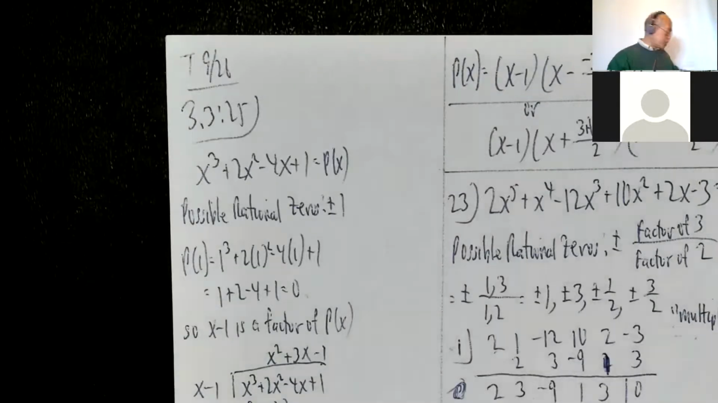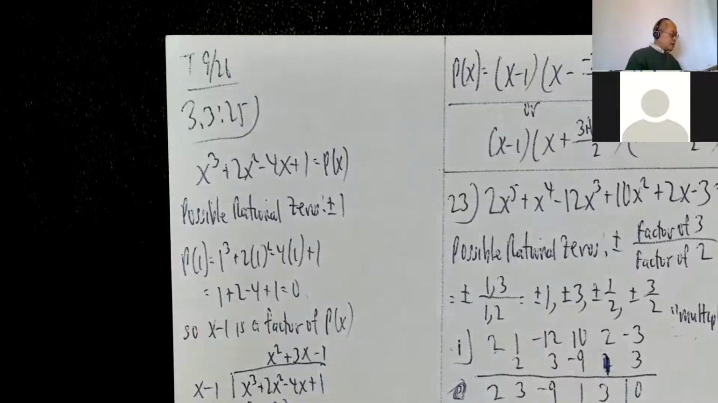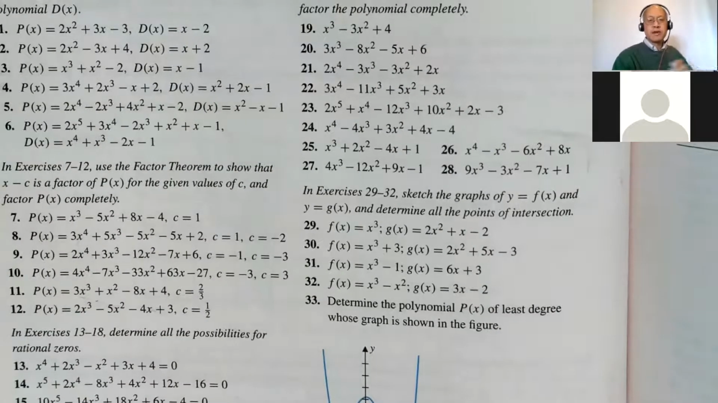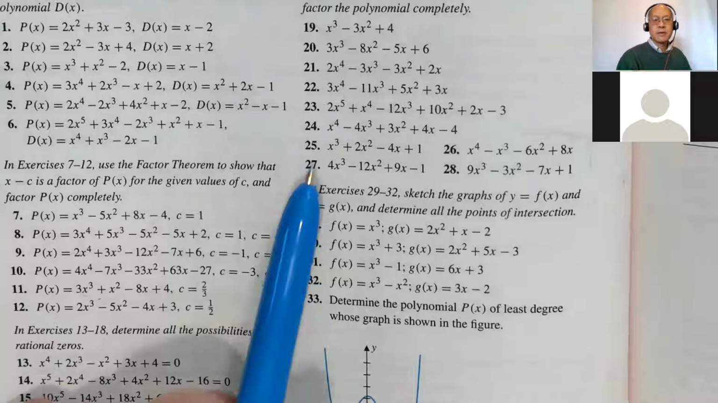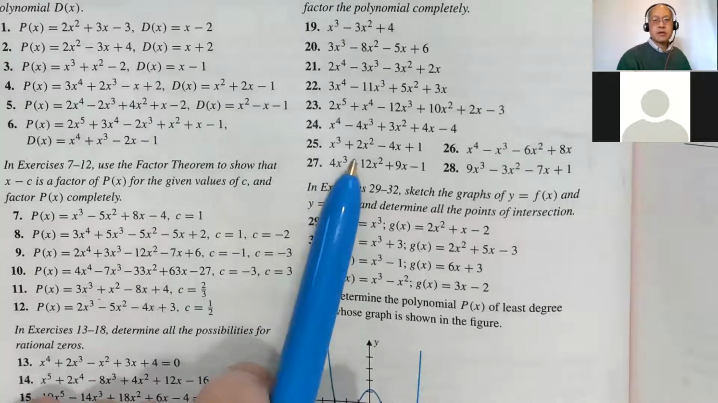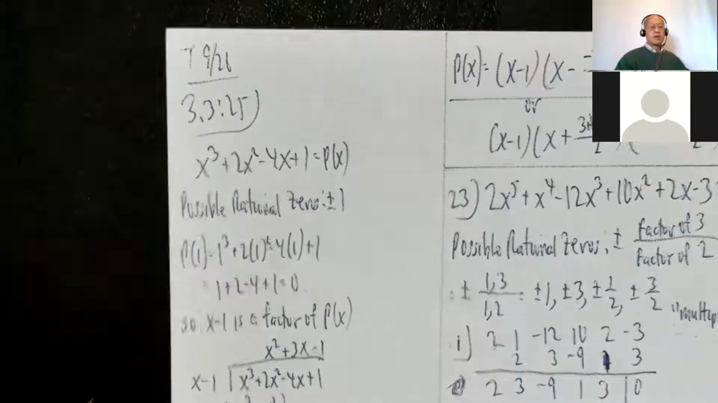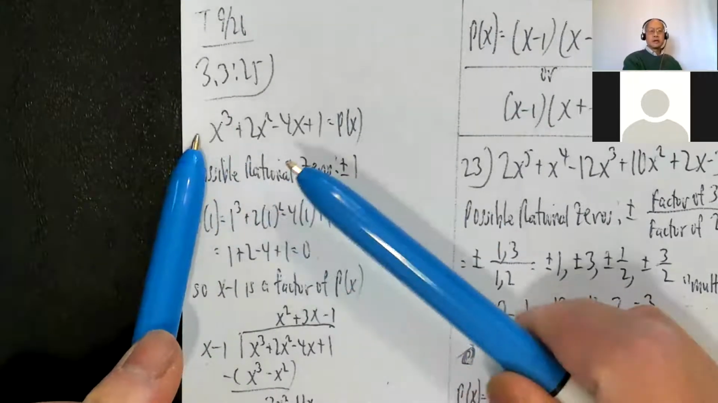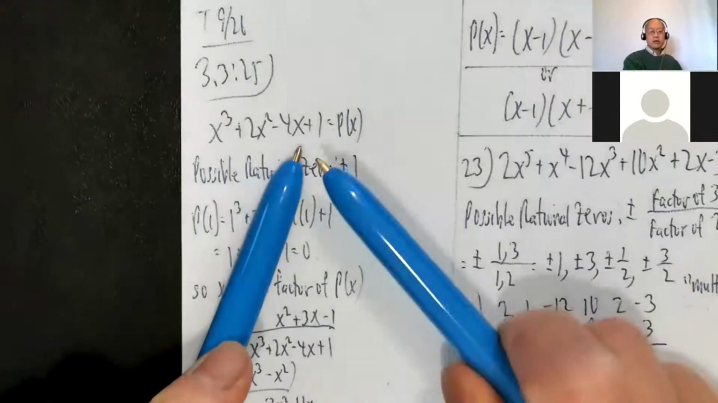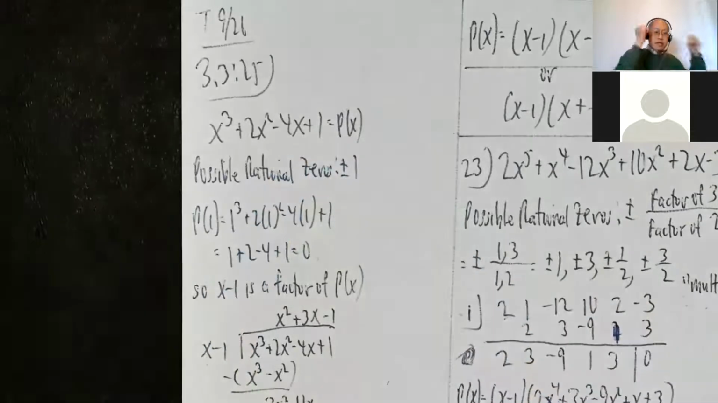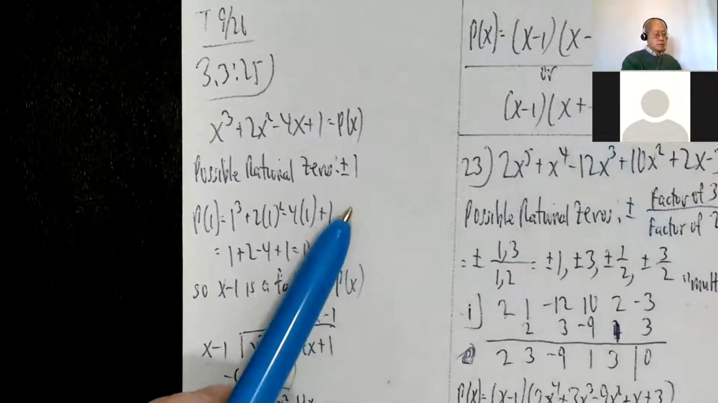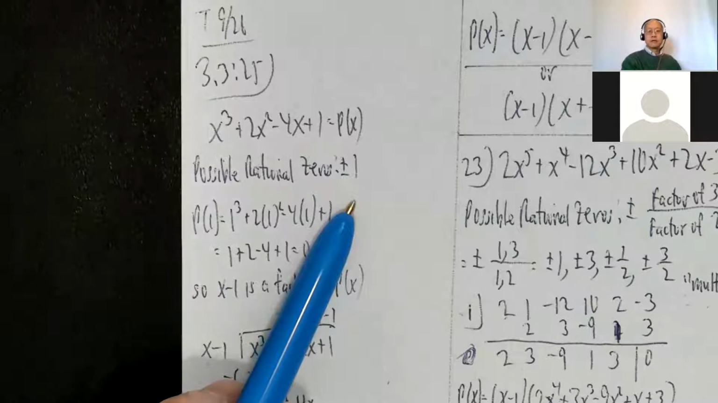Okay, 25 is actually much nicer in some respect. 25: x cubed plus 2x squared minus 4x plus 1. The leading coefficient is 1. The constant is 1. That means the only things I have to try are plus or minus 1. Oh, that's nice, right?